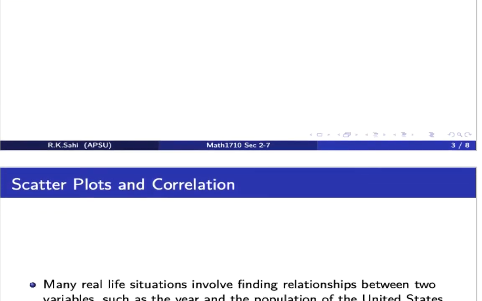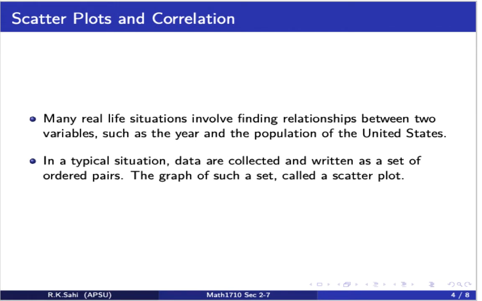Now, many real-life situations involve finding relationships between two variables, such as the year and the population of the United States. In a typical situation, data is collected and written as a set of ordered pairs, and when you graph such a set, it is called a scatter plot.